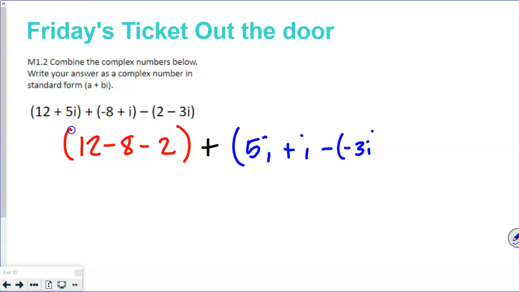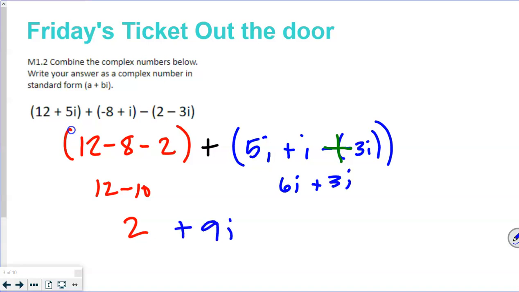Now some of y'all don't need those two minuses next to each other because you know when you see a minus, you know it's a plus. But I put them next to each other just to ensure that I remember to change it to a plus, okay? We got 12 minus 8 minus 2, so that's 12 minus 10. And you can do that, step it out, right? 12 minus 10, so that's 2. And then we got 5 plus i, so that's 6i, right? Plus 3i, which would be what? Plus 9i. So that was our answer.